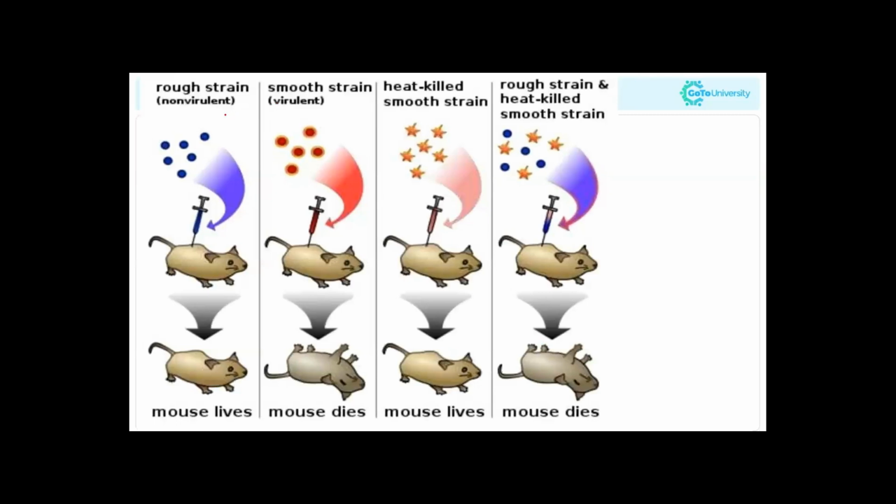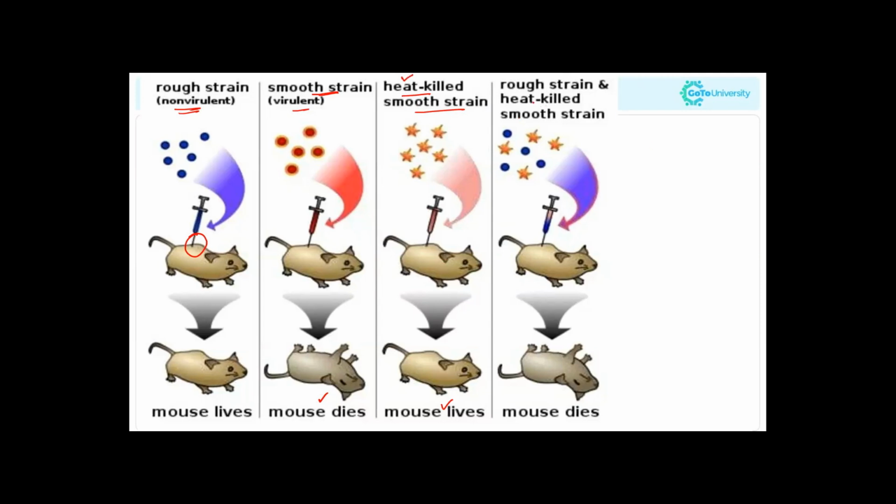So when the rough strain was injected into the mice, what happened? It is not pathogenic, it is non-virulent. So the mouse lives. Now, when the smooth strain was injected into the mice, it is virulent, so it is harmful. The mouse dies. Now, when they injected heat-killed smooth strain, that means the smooth strain is virulent, but when it is heat-killed, it is not active. So what happens? It will not affect the mice. The mouse lives because the organisms are dead, because it is heat-killed smooth strain.